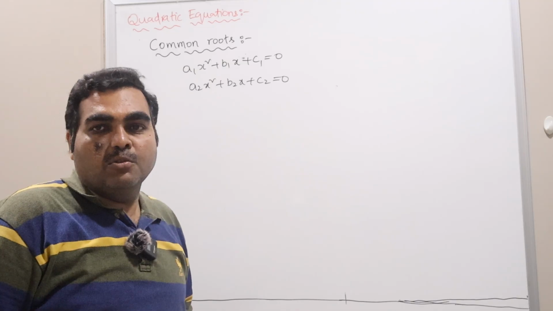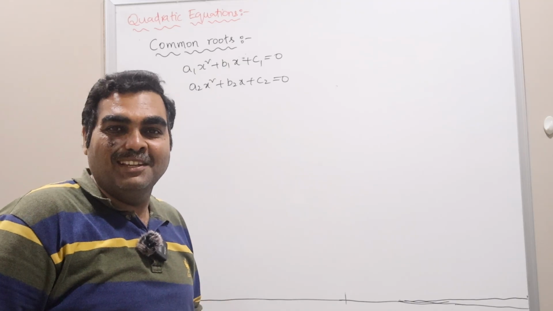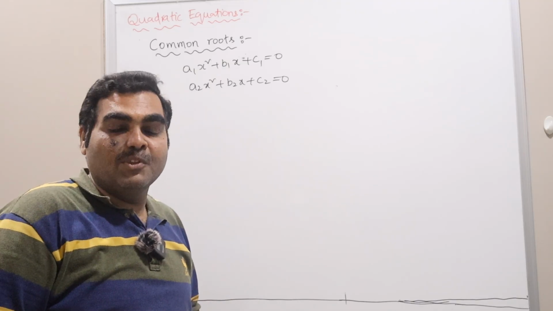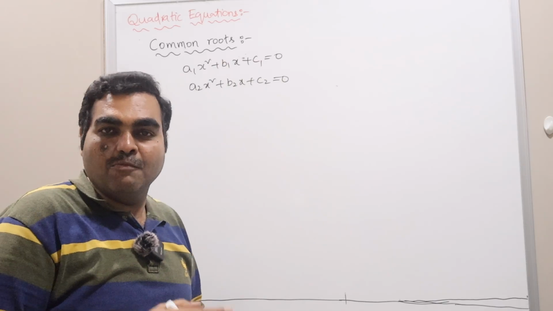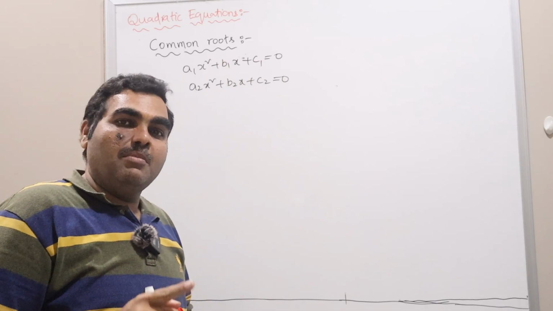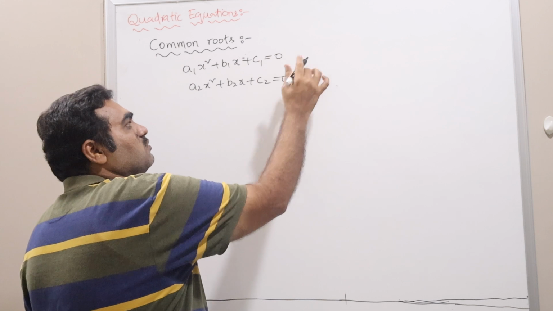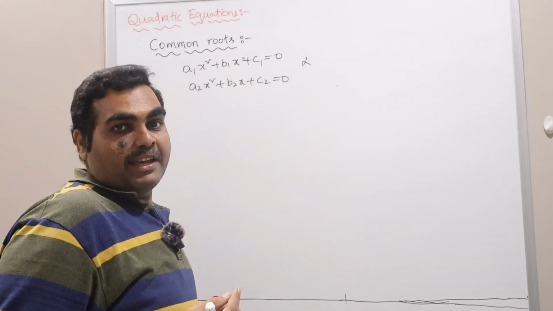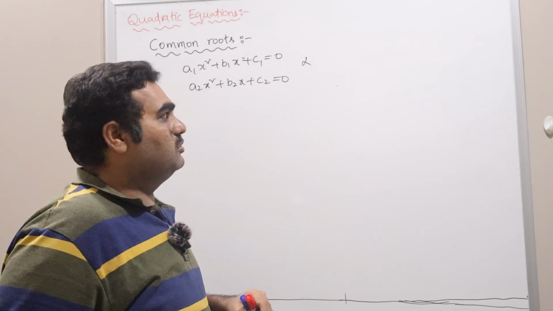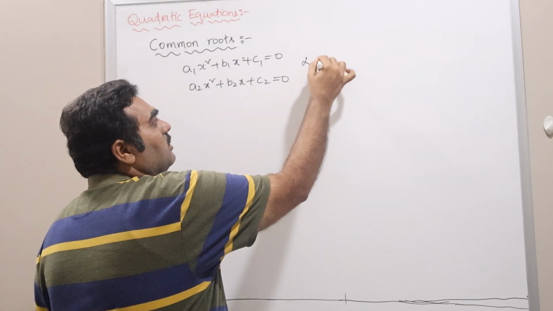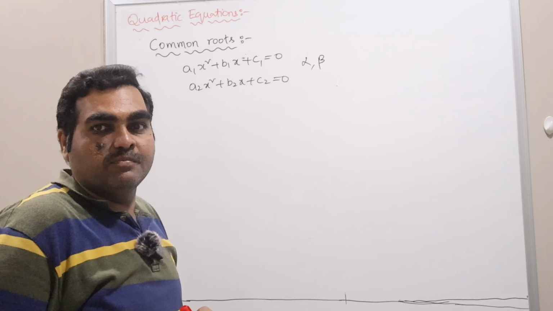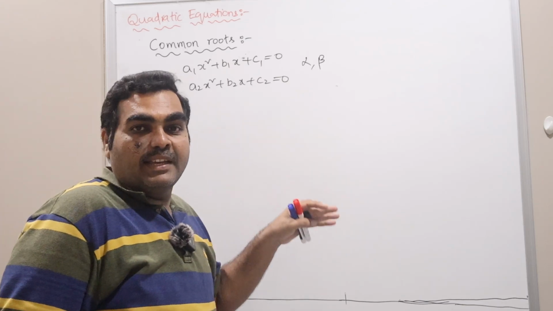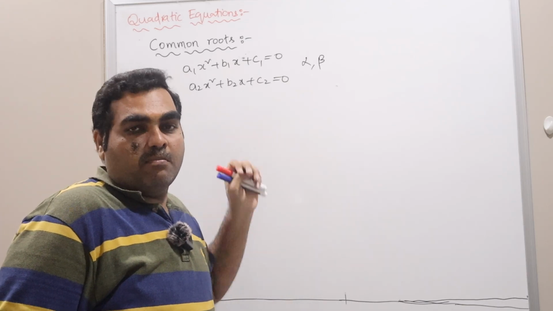If you don't have common roots, there are no conditions, obviously. If you have common roots, how many can a quadratic equation have? Two. So there may be one common root, alpha, or there may be a case where both roots are common, alpha and beta. If that is the case, what conditions do we need to apply?